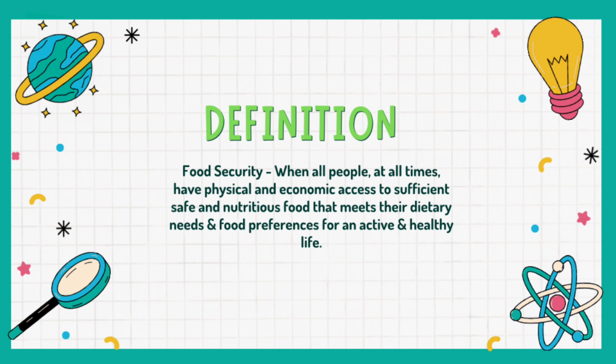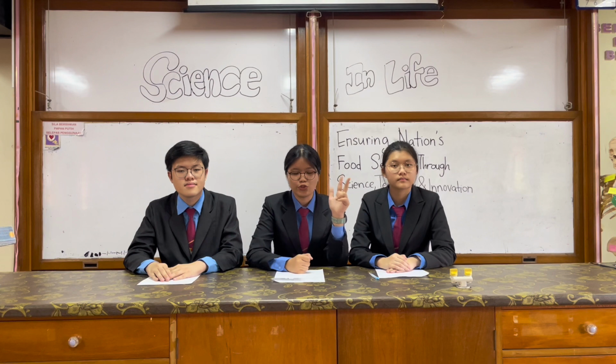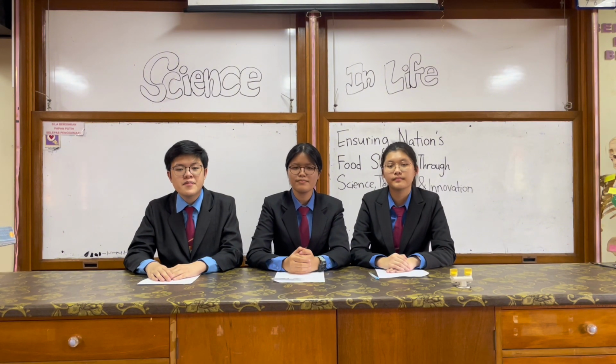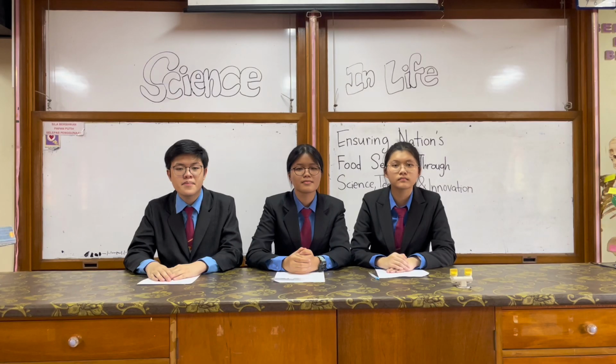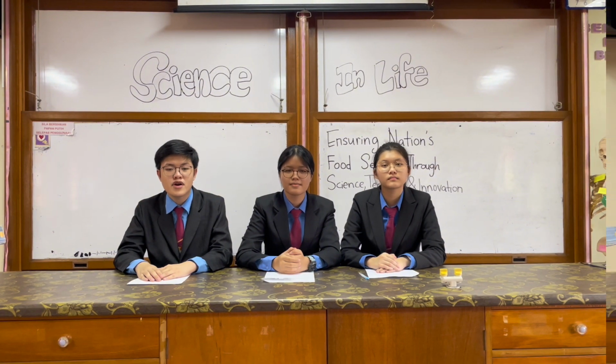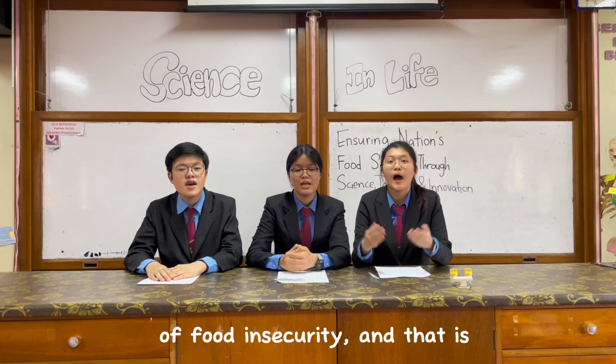Actually, food security is defined when all people at all times have physical and economic access to sufficient, safe and nutritious food that meets their dietary needs and food preferences for an active and healthy life. In fact, the number of people affected by hunger globally rose to as many as 828 million in 2021, an increase of about 46 million since 2020 and 150 million since the outbreak of the COVID-19 pandemic, based on the United Nations report. Then, we have detected the main factor of food insecurity, and that is pollution.